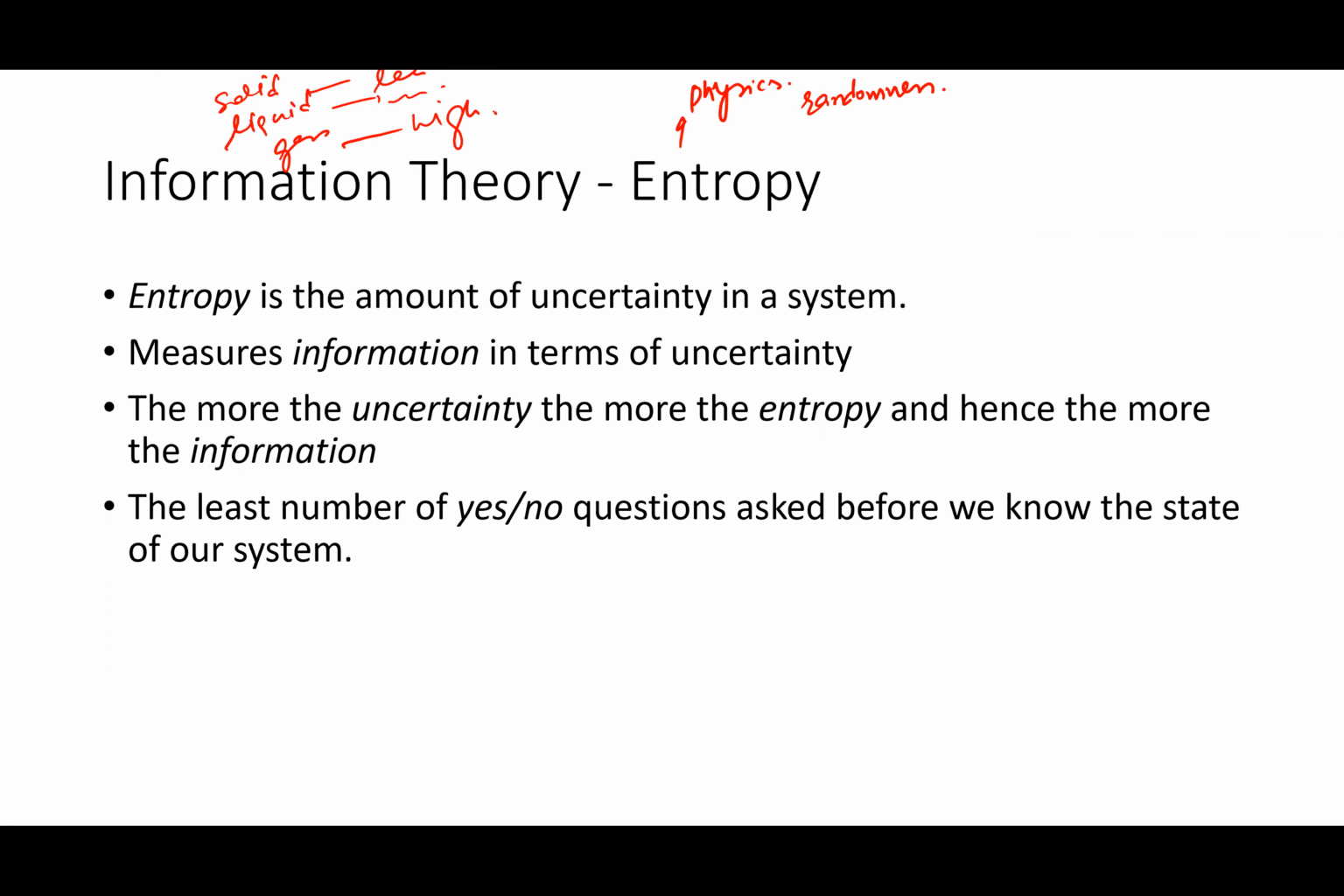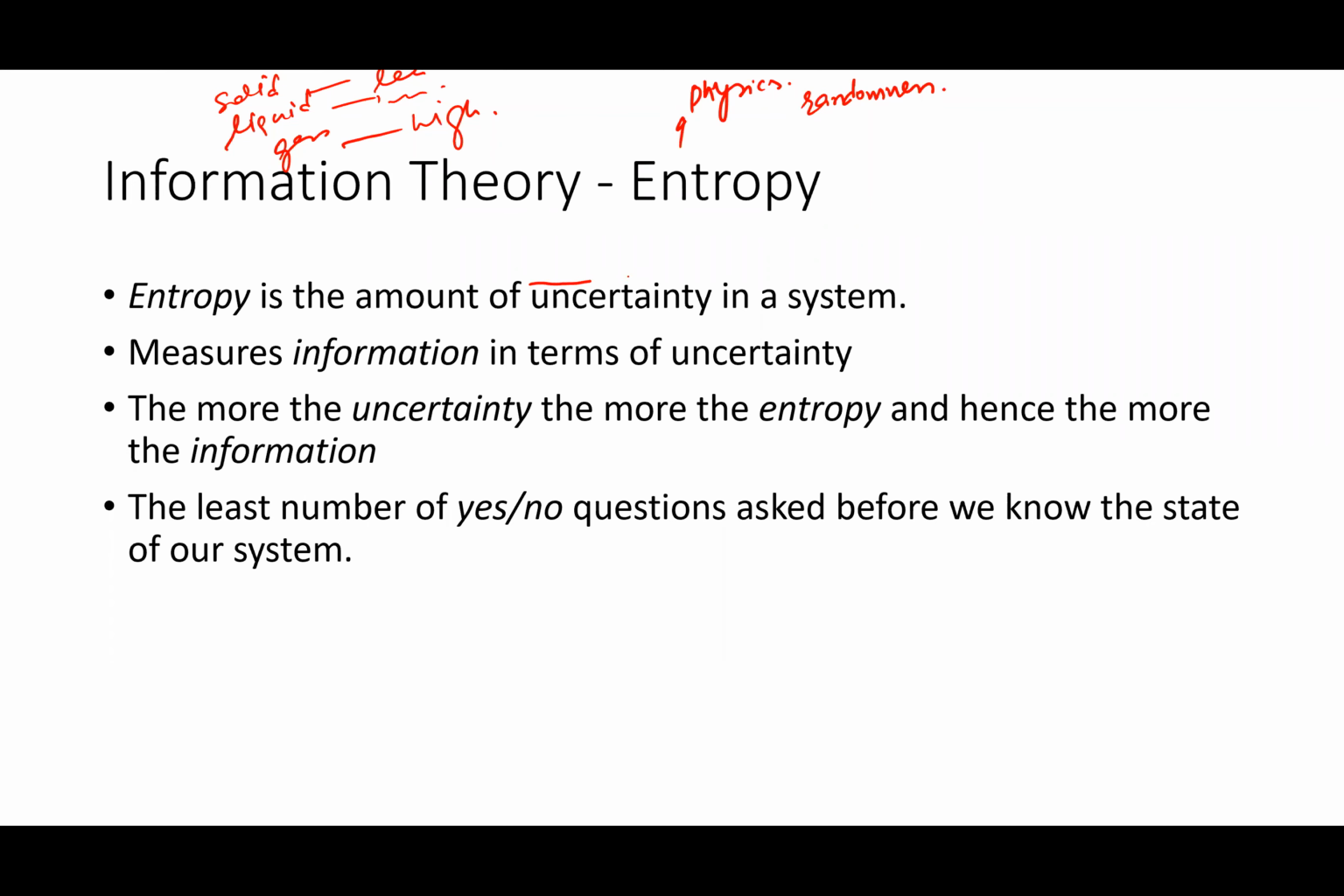And related to this concept of randomness, in information theory we have a slightly different, although related, definition of entropy. Now, what does entropy mean? In information theory, entropy means the amount of uncertainty in the system.